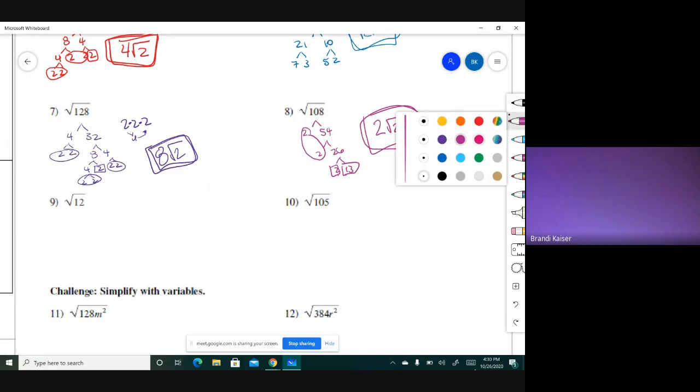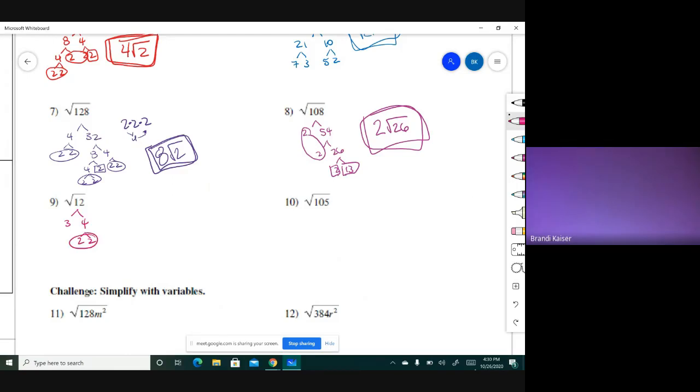For the 12, break down 12. It could be 3 and 4. 3 is prime, but 4 has a pair of 2s. Single 3, so 2 radical 3 is the simplified version of radical 12.